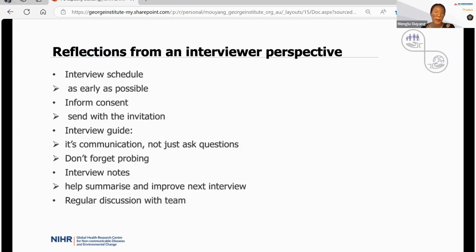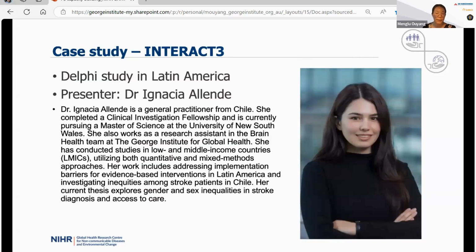So this is all my reflection and case study based on the mixed methods research and data collection from INTERACT3. Now I'm just handing over to Ignacia. She did a Delphi study based in INTERACT3 in Latin America. I think this will provide more in-depth information about the data collection for the qualitative data.